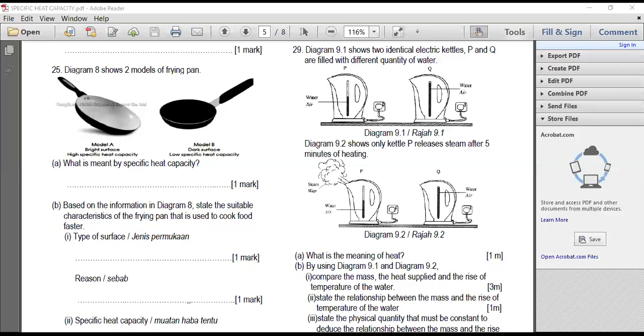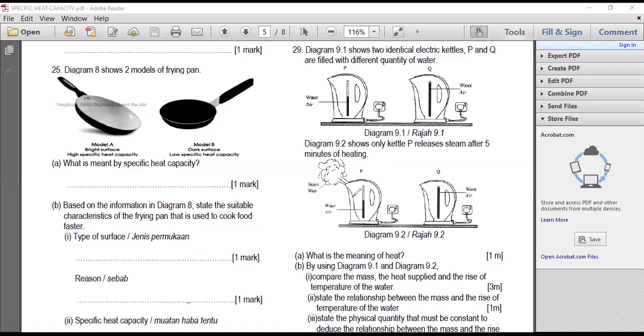Okay, so today we're going to continue with specific heat capacity. But today we're going to look at the essay question. So we look at question number 29. Diagram 9.1 shows two identical electric kettles P and Q filled with different quantities of water. Diagram 9.2 shows only kettle P releasing steam after 5 minutes of heating.